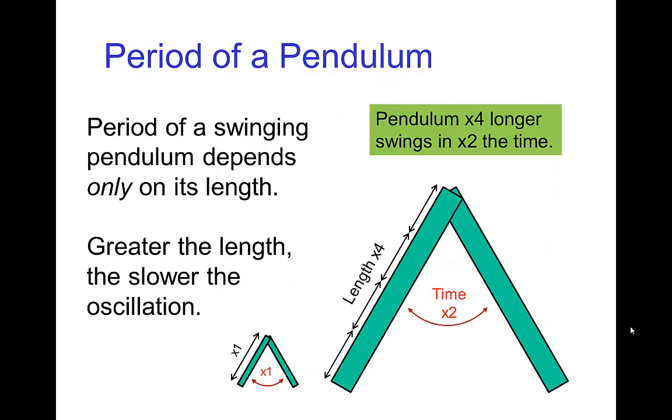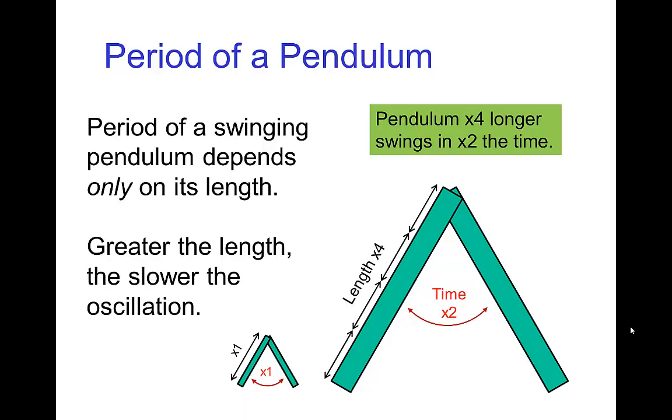Now, the period of a pendulum only depends on the length of the pendulum. It doesn't depend on the mass, for example. It just depends on how long the pendulum is. So the greater the length of the pendulum, the slower it's going to swing back and forth.